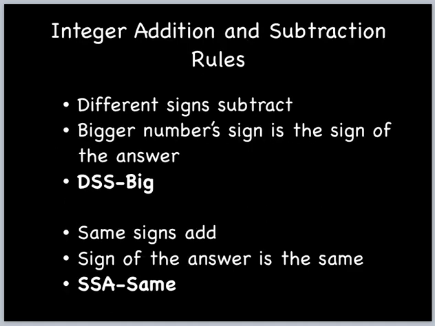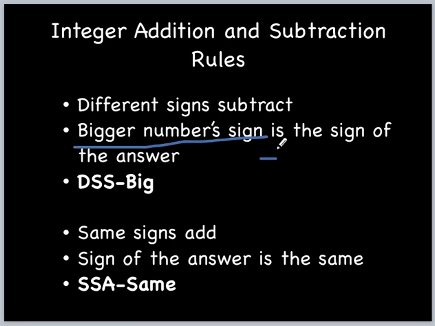Yes, there are rules to follow. In addition of integers and subtraction of integers, we have these two major rules to follow. The first one is different signs subtract. That means if the two numbers have different signs, one is positive and one is negative, you have to subtract them. And the bigger number's sign is the sign of the answer. This bigger number actually means bigger absolute value.